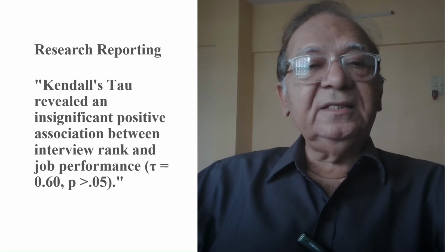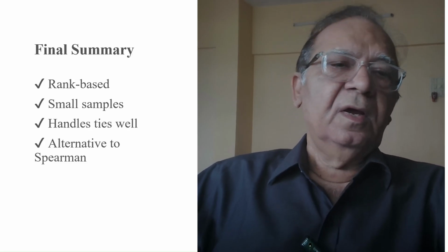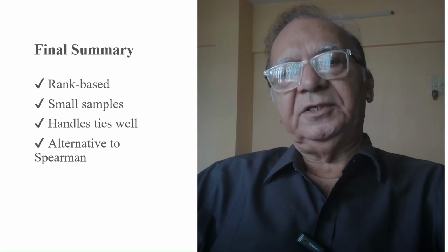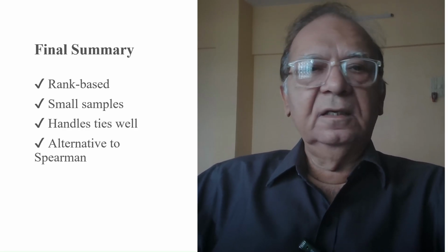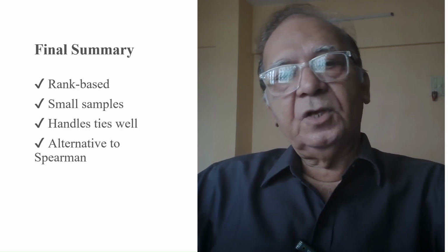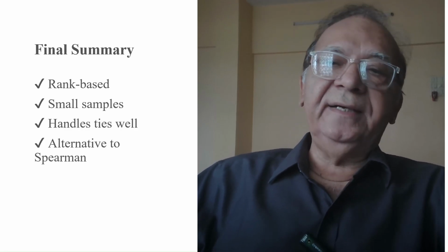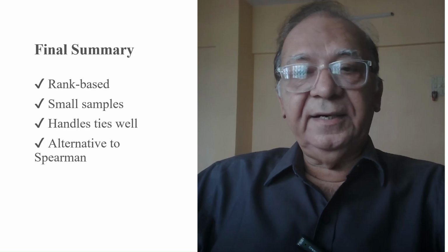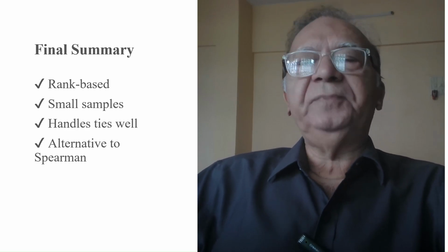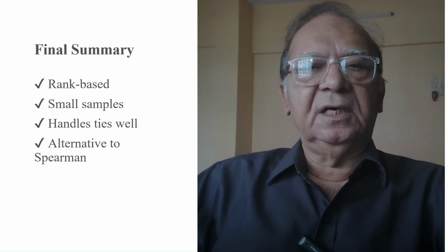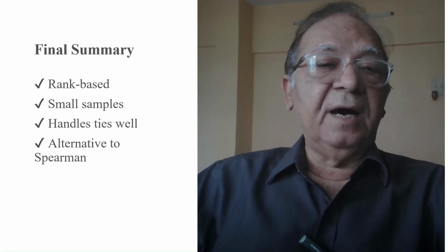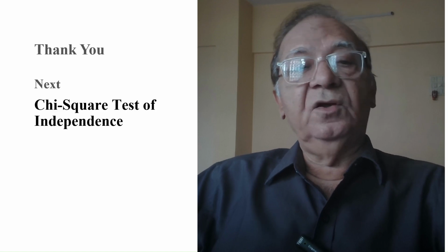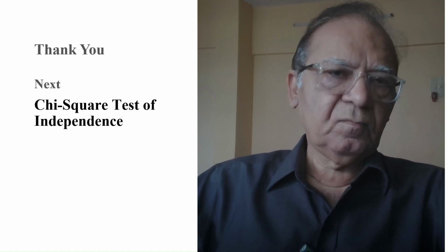Let us summarize today's lecture. Kendall's Tau is a non-parametric measure of association. It works well with ordinal data, small samples, and datasets containing tied ranks. Although Spearman and Kendall's measure similar concepts, Kendall often provides a more reliable estimate when ties are common.